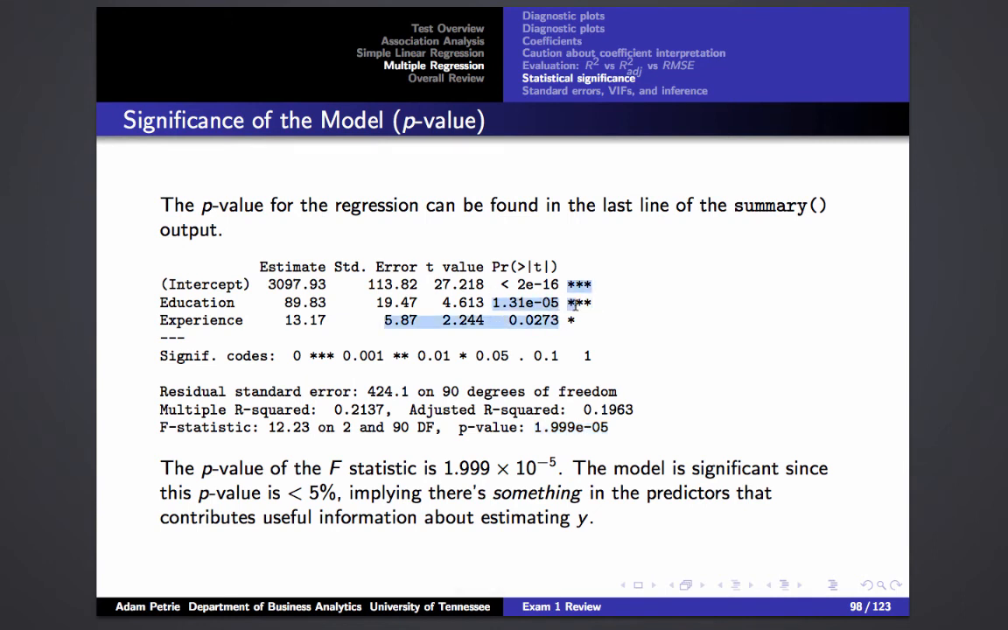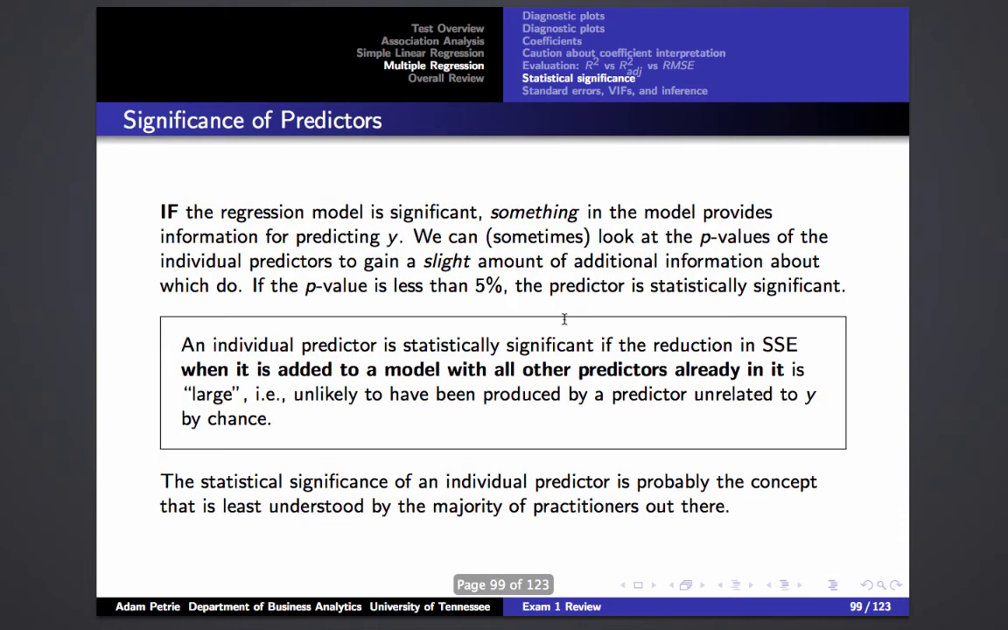So what do these p-values tell us? Well, if the p-value is less than 5%, it's statistically significant. But what does that mean? It means something very precise and actually doesn't tell us all that much. So here's the box quantity. An individual predictor is statistically significant if the reduction in the sum of squared errors when it is added to a model that already contains all the other predictors in it is large. In other words, unlikely to be produced by adding a random unrelated predictor to y.